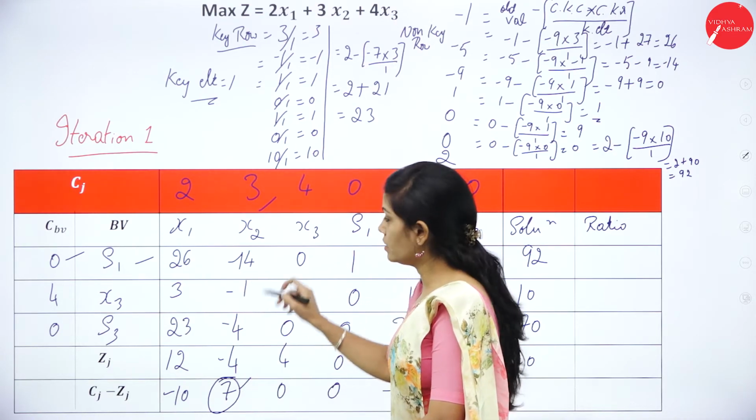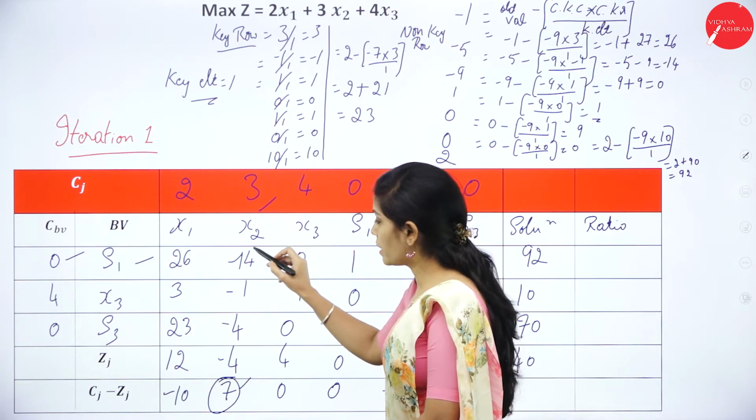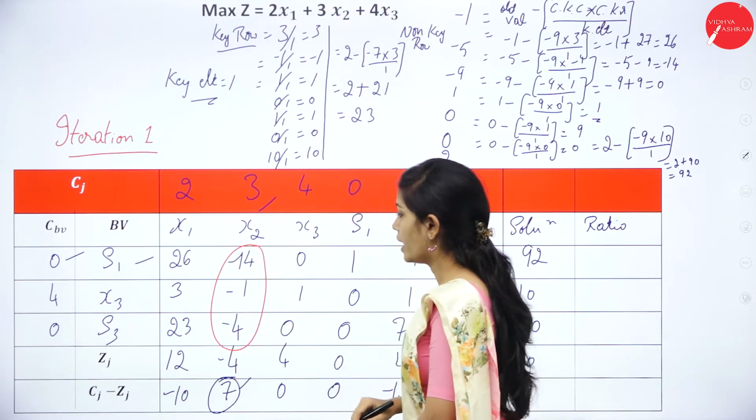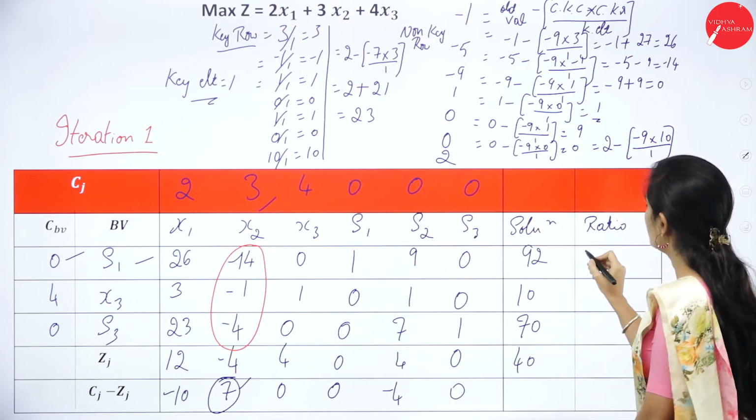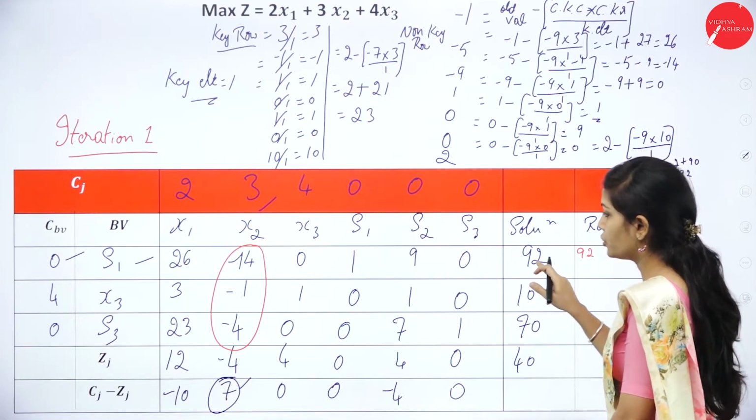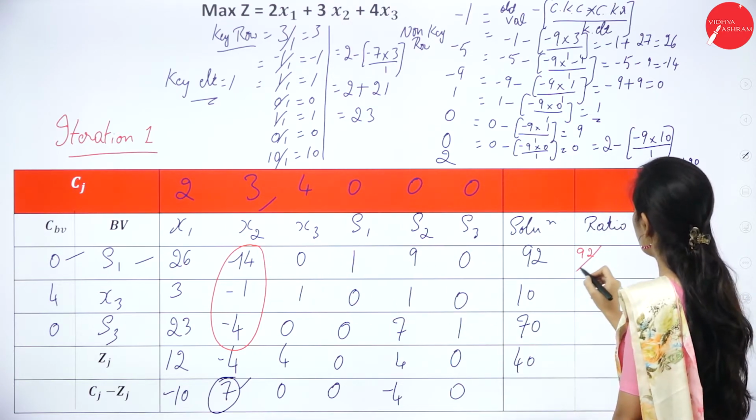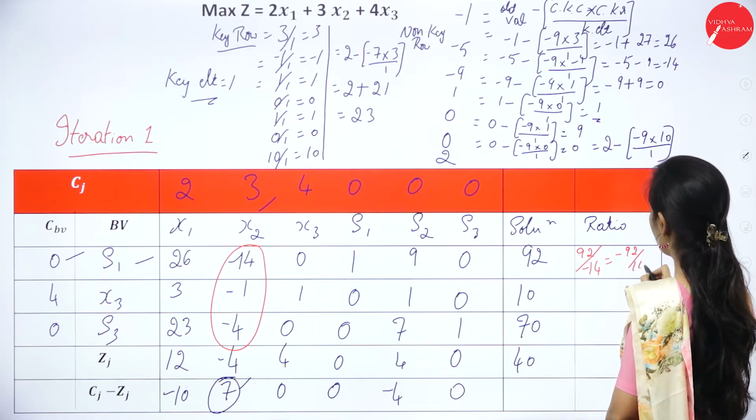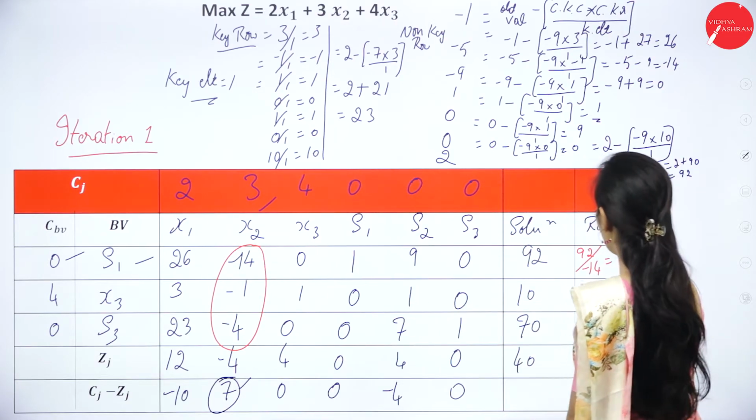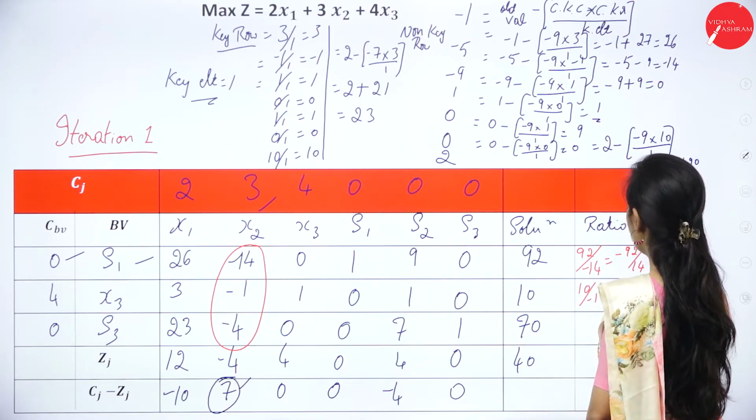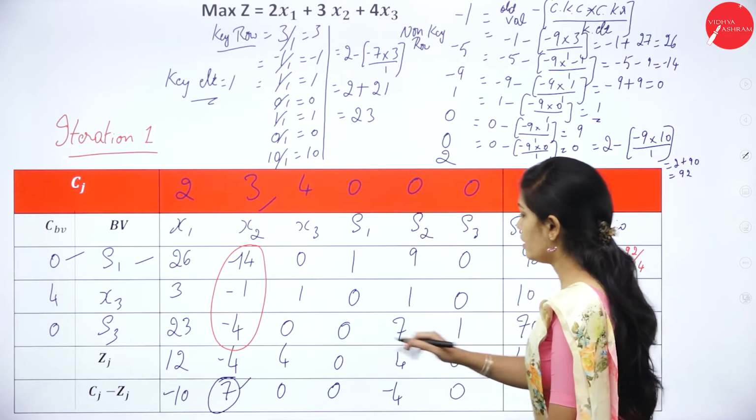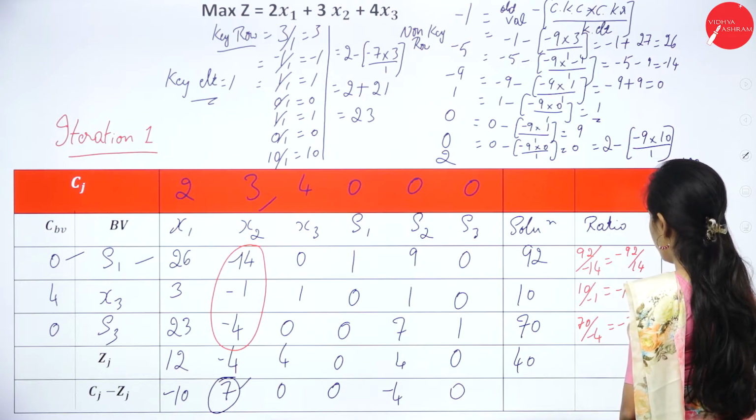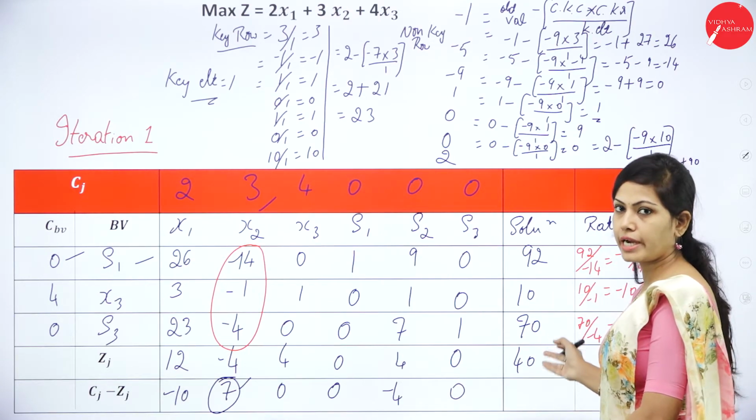This value comes under the x2 column. So x2 is my key column, and you can find the ratio here. So 92, solution divided by key column, is minus 92 by 14, and 10 by minus 1 is minus 10, and 70 by minus 4 is equal to minus 70 by 4. So if you want to calculate, you can calculate this.